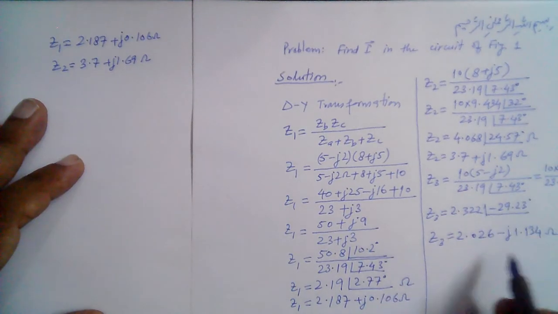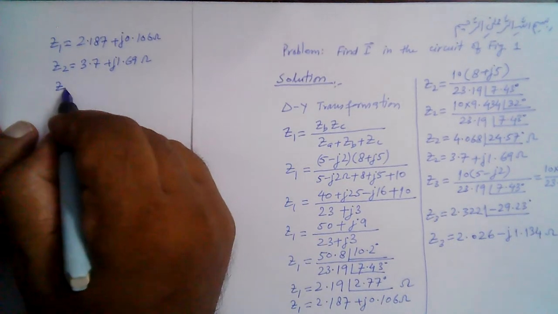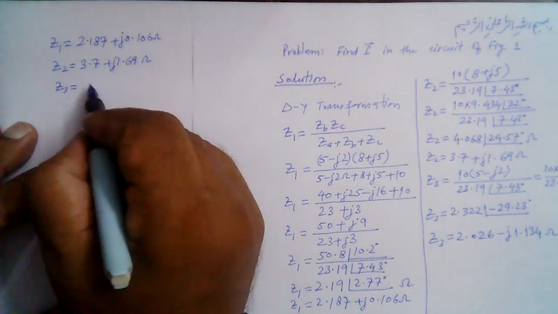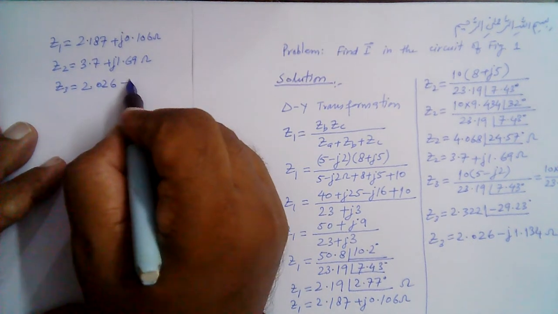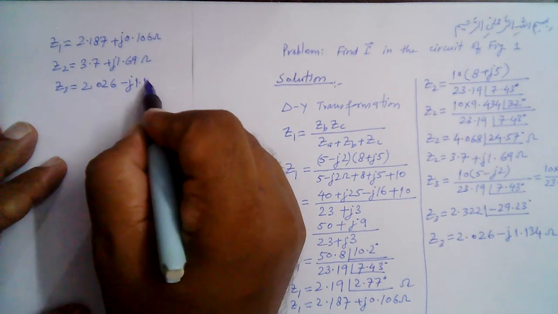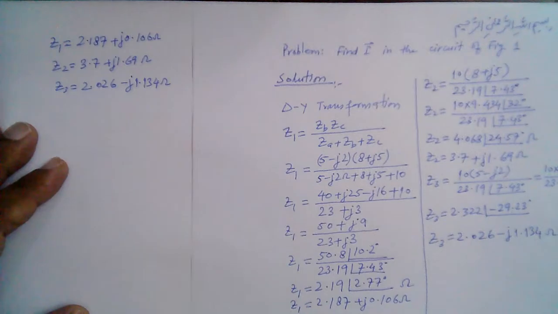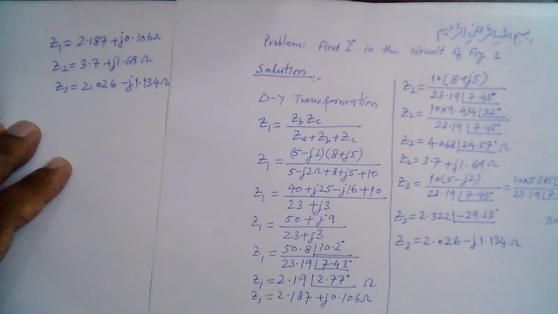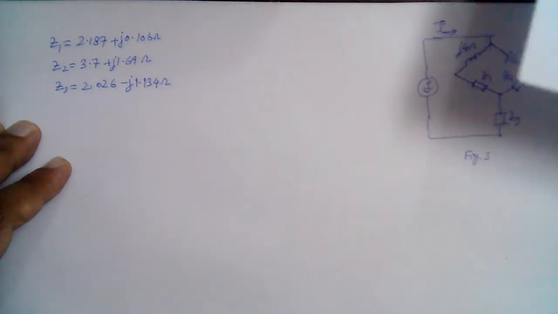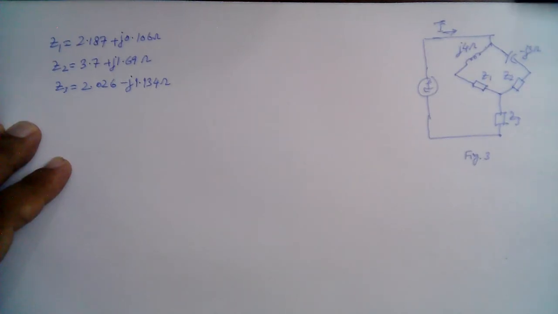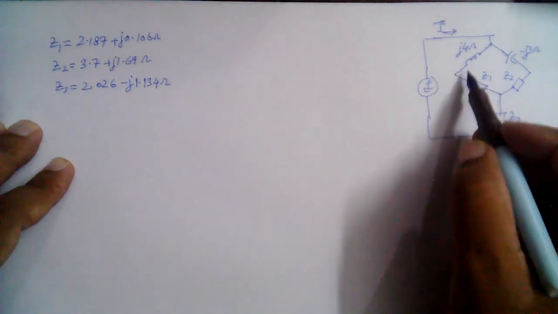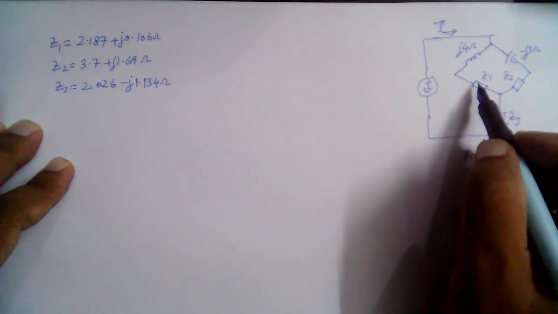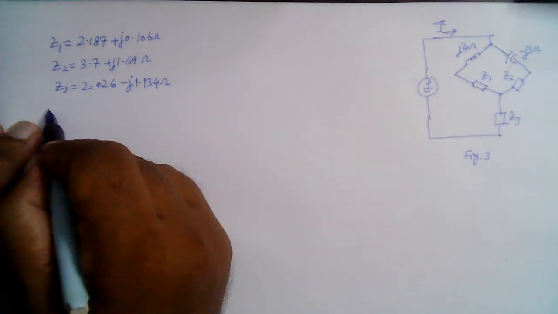This is Z2, and Z3 is given by 2.026 minus j1.134 ohm. So let's call the series impedance of this series combination to be Z4.